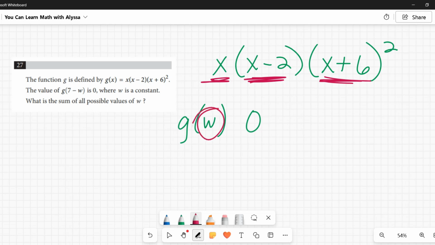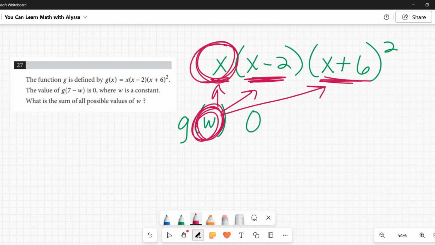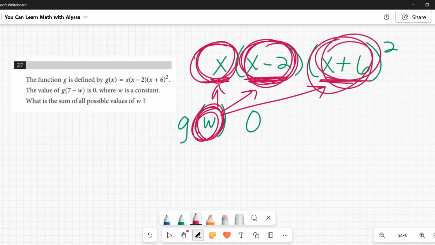And if I was just looking for w, I'd say, okay, if I plug this number w in for x in these 3 locations, either this would have to equal 0, or that would have to equal 0, or that would have to equal 0, because I know when I plug this unknown number in, I get 0. Okay? Now let's take it one further.